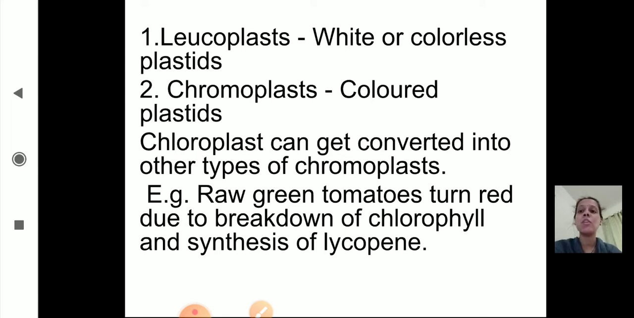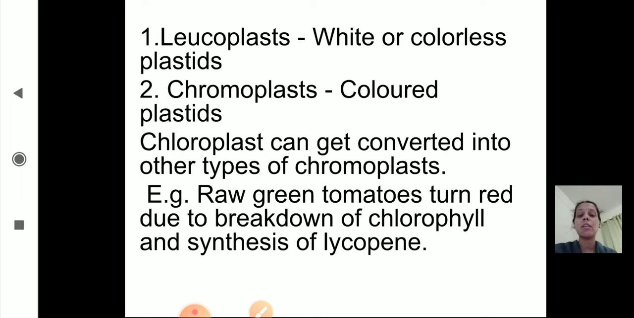Chloroplast can get converted into other types of chromoplast. Now one example is given. Raw green tomatoes turn red due to the breakdown of chlorophyll and synthesis of lycopene. Because of this the color of the tomato changes from green to red.